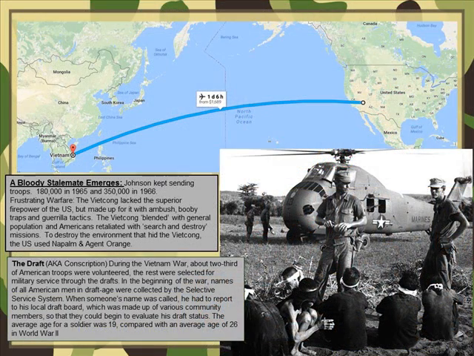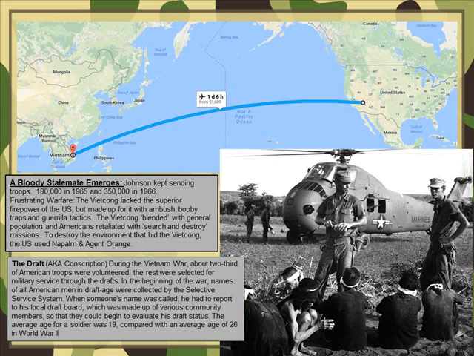So you can see how absolutely far away Vietnam is from us. The bloody stalemate emerges. Johnson kept sending troops, 180,000 in 65, 350,000 in 66. Frustrating warfare. The Viet Cong lacked the superior firepower of the U.S., but made up for it with ambush, booby traps, and guerrilla tactics. The Viet Cong blended with the general population, and the Americans retaliated with search and destroy missions. To destroy the environment that hid the Viet Cong, the U.S. used napalm and Agent Orange. We're going to show you that a little bit closer up in just a little bit.